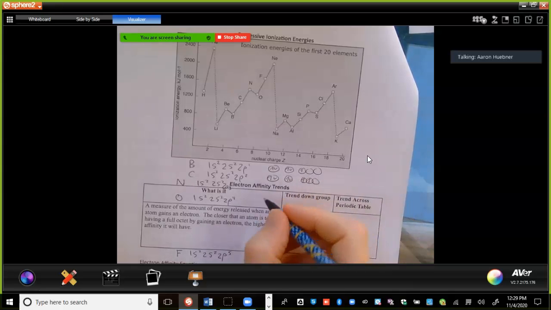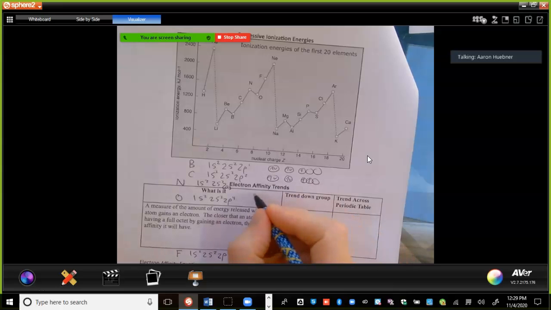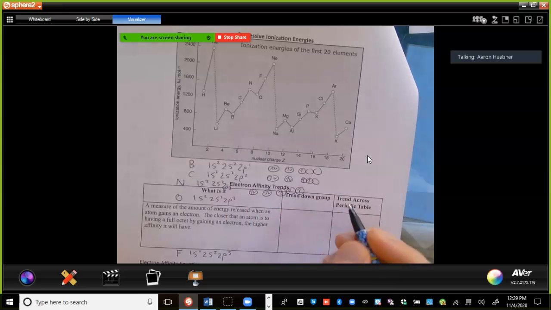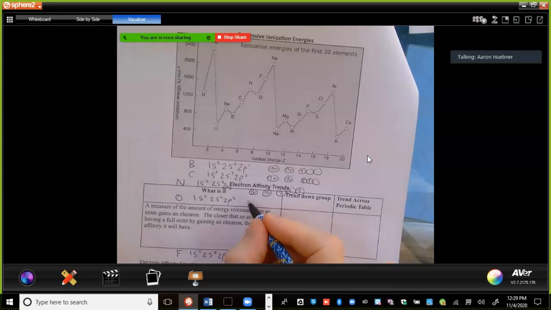Hund's rule: you've got to fill in one electron in each orbital before you can pair them up. Three of them, 1, 2, 3. And then the last one.